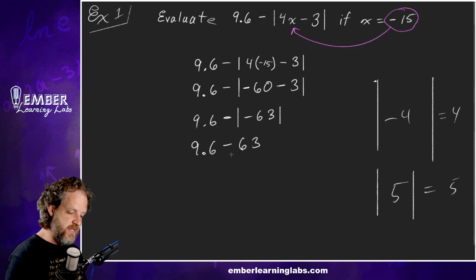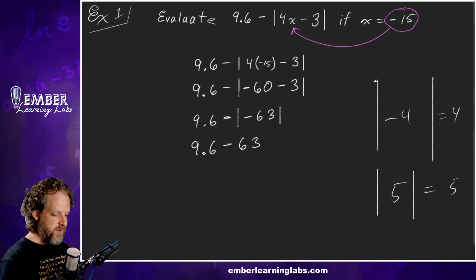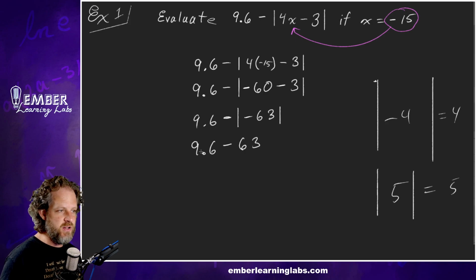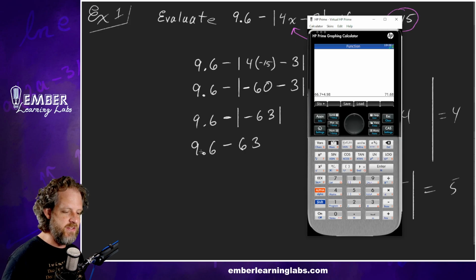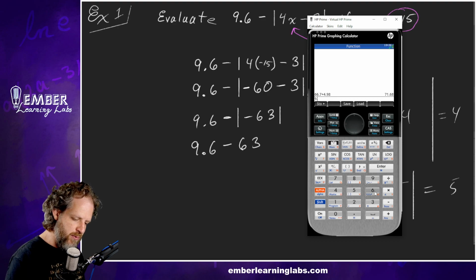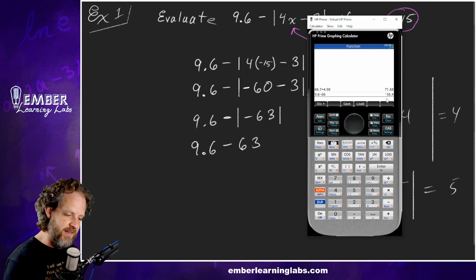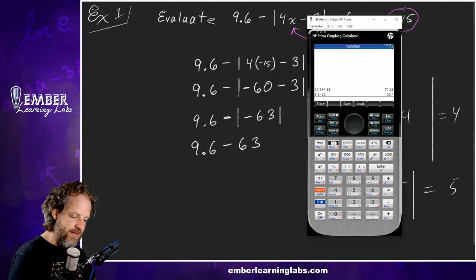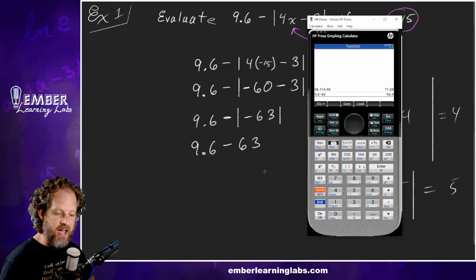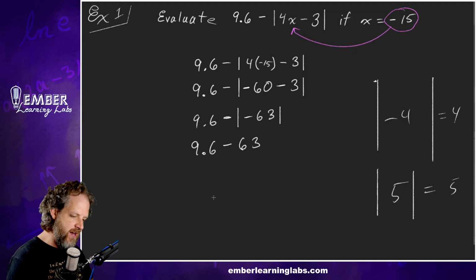So 9.6 minus 63. I could probably do that in my head, and you could too. But when we start getting decimals, we may as well do a little sanity check with a calculator. So 9.6 minus 63 equals negative 53.4. Does that answer make sense? It should be negative because 63 is bigger, and then 63 minus 9.6 is about 53. So yeah, it definitely makes sense. So negative 53.4 is the solution here.